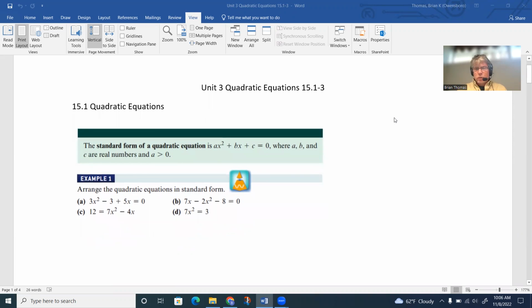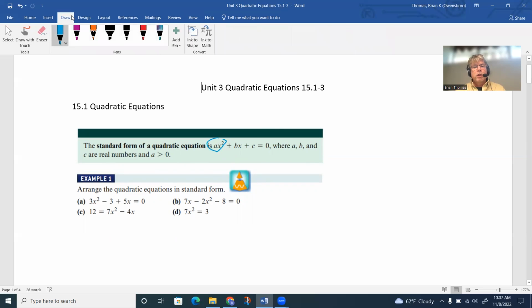When it comes to quadratic equations, the first thing we need to recognize is what's called the standard form of a quadratic equation. Ax squared plus bx plus c is equal to 0 is called standard form, where a, b, and c are real numbers, and a has to be greater than 0. What they're getting at here is there are these 3 terms. We have the ax squared. That's called the quadratic term, as we mentioned in earlier sections.